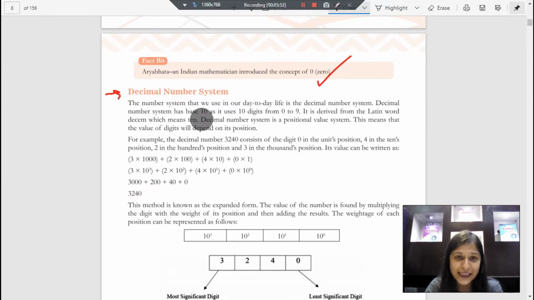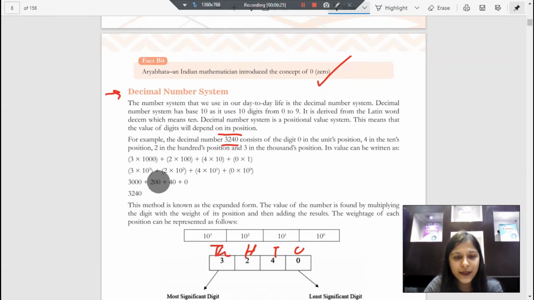It has base 10, uses 10 digits, from 0 to 9, and it is derived from the Latin word decem, which means 10. So now we will take the example of the number 3240, that consists of digit 0 in the unit position. So we know that this is the unit position, this is the tens position, this is the hundreds position, and this is the thousands position, right?